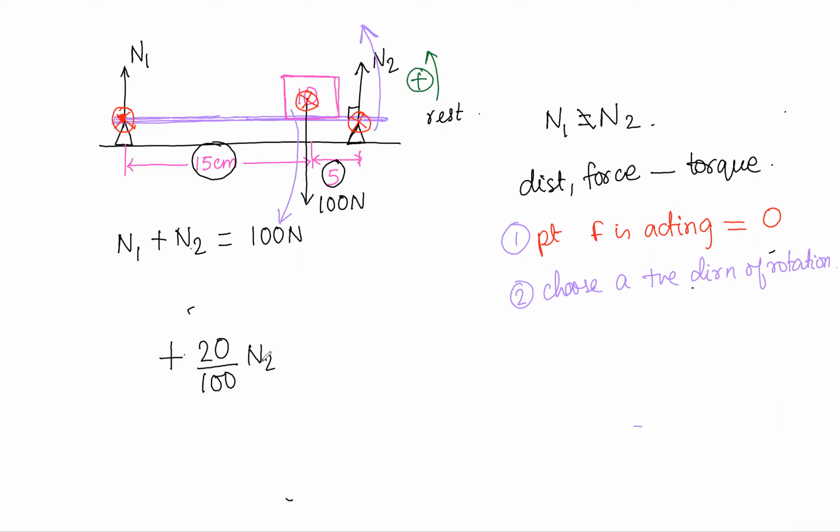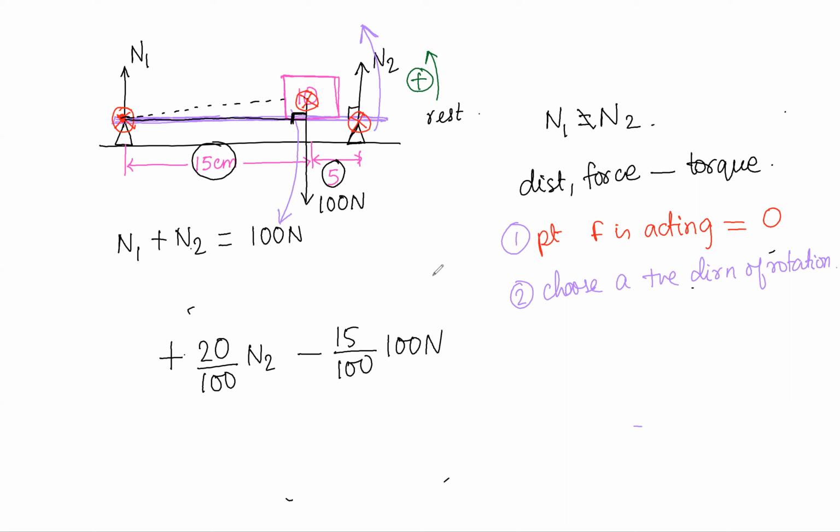How about the torque of weight? The torque of weight is negative. The distance is equal to 15 centimeters. As you can see, the perpendicular distance from the axis to this point is 15 centimeters. Not this distance, not the distance to that thing, because that is not perpendicular. I'm taking the perpendicular, 90-degree distance. That's 15 centimeters, and the force is 100 newtons.